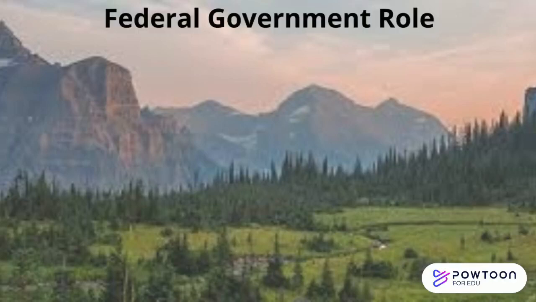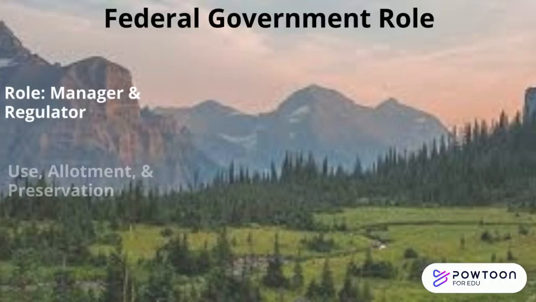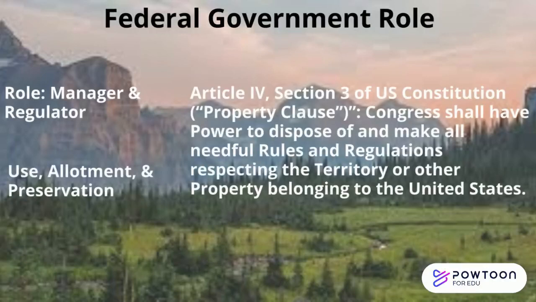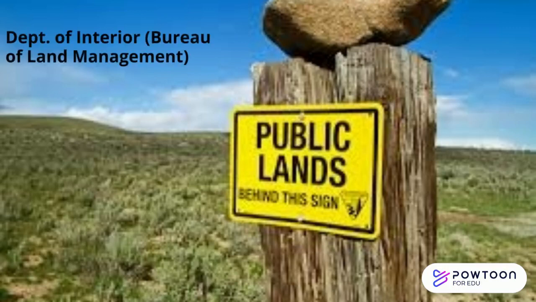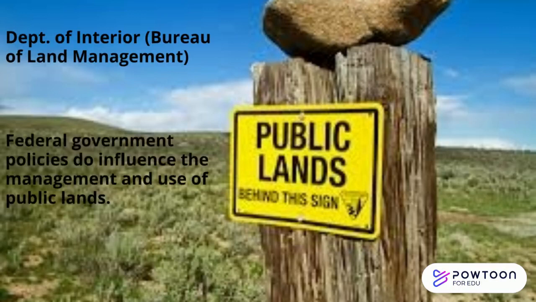The government's role is to manage and regulate federal public lands. This involves the use, allotment, and preservation of lands. Per the Constitution and its Property Clause, Congress has the power to dispose of and make all needful rules and regulations regarding federal lands. Congress delegates federal land management to the Department of Interior and its Bureau of Land Management, which implements policies that influence public land management.